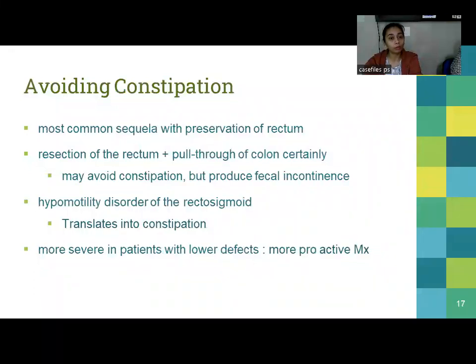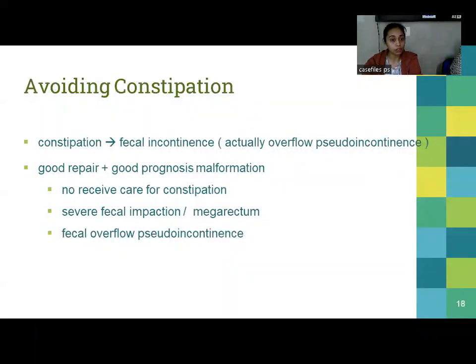Next, what is important in the follow-up for these patients is to avoid constipation. It is the most common sequela when the rectum of the patient is preserved. If the initial surgery is with resection of the rectum and the colon has been pulled through, the child would not have constipation but may have fecal incontinence. There is an associated hypomotility disorder of the rectosigmoid in ARM patients, which eventually translates into constipation after definitive surgery. This constipation is more severe in patients with a lower defect, and more proactive management is indicated in them. This constipation can lead to what presents as fecal incontinence but is actually an overflow pseudo incontinence.